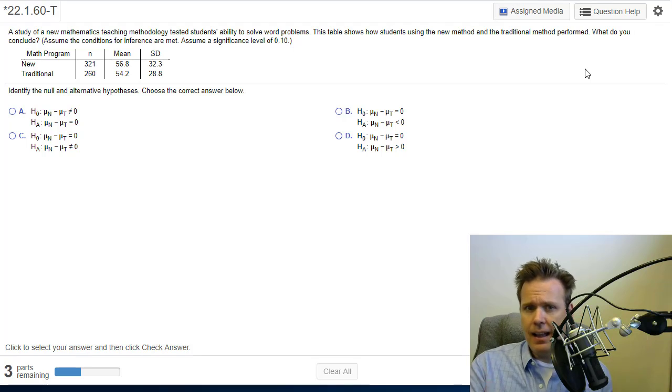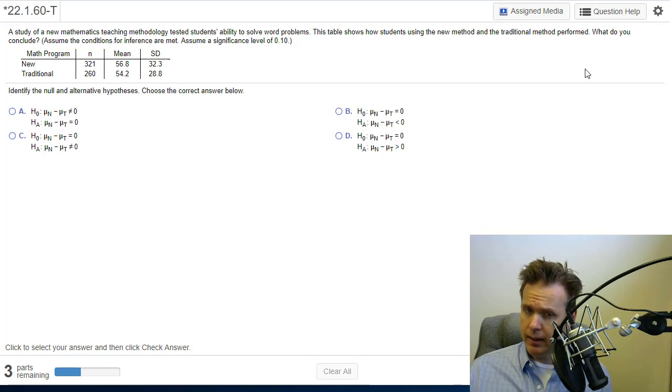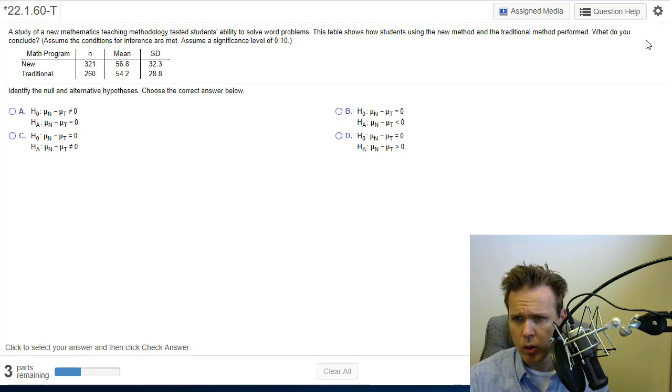So we find out how likely we are to see a difference. This one's about 56.8 and 54.2. If indeed there is no difference, how likely am I to see that difference? So let's run this test. We're going to use StatCrunch.